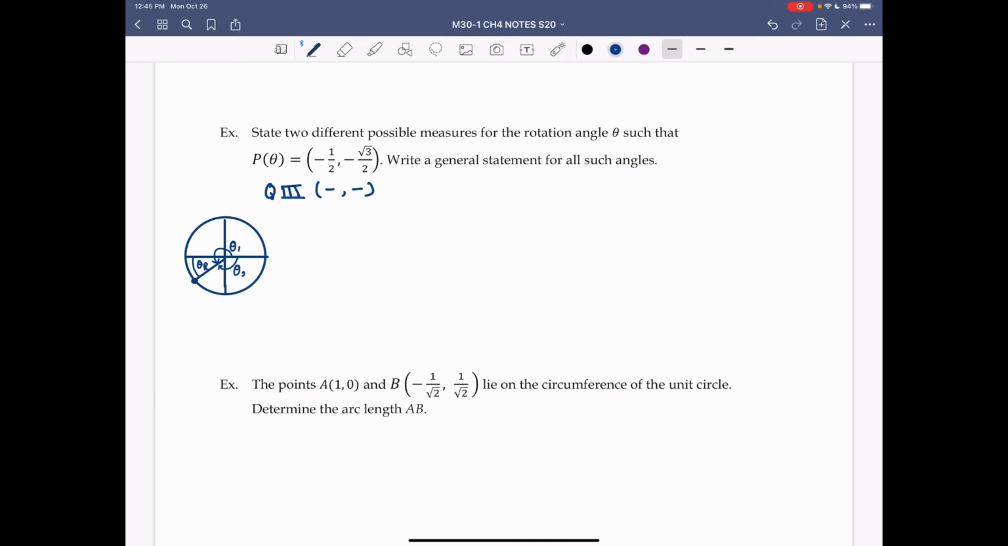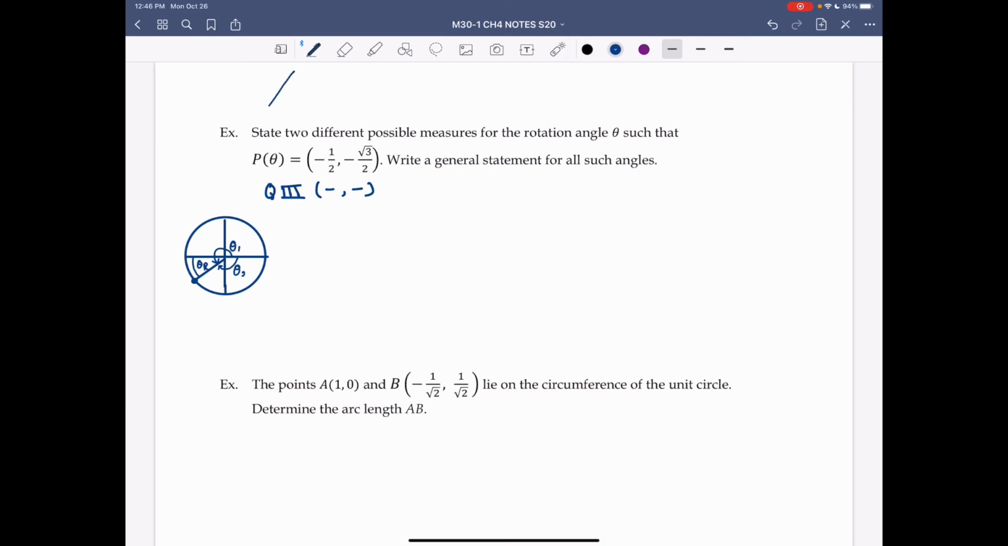We know that it's not going to be 45 degrees or pi over 4 because for that point we have the same x and y value, root 2 over 2 or 1 over root 2. So it's not that. So it's got to be our other special triangle. So we could start by drawing our 30, 60, 90 special triangle. I'm going to put it at the top here.